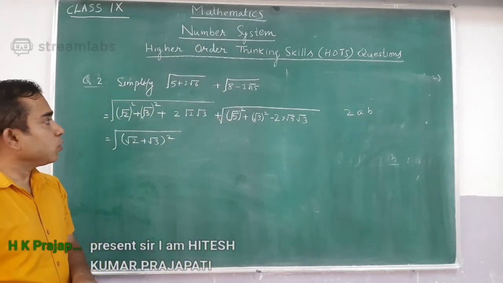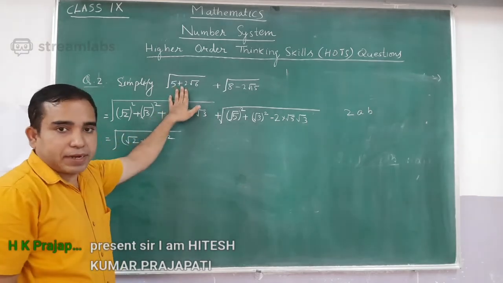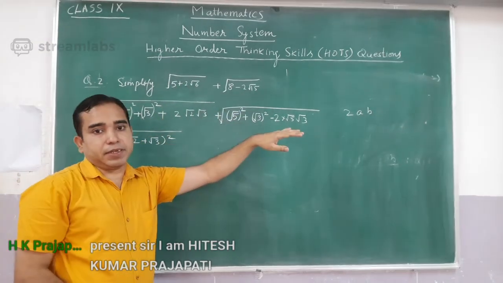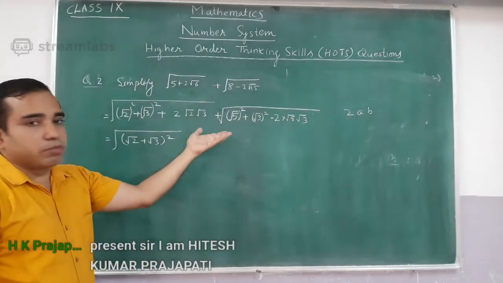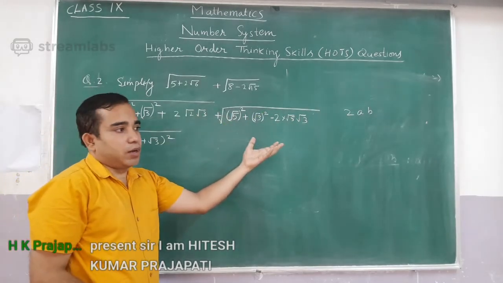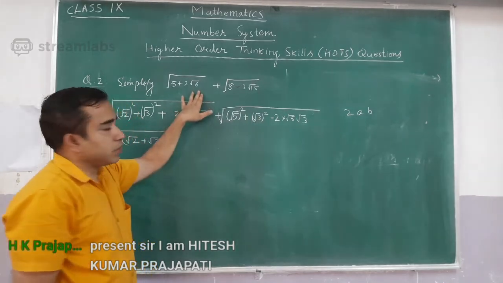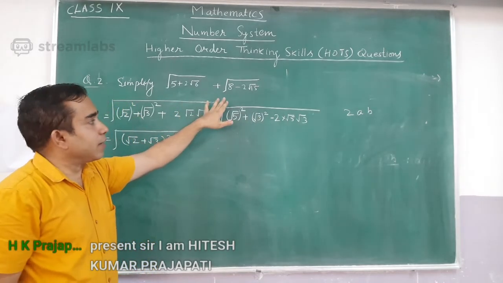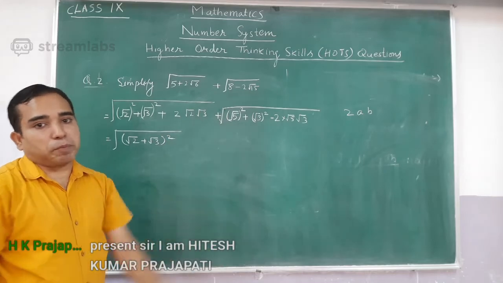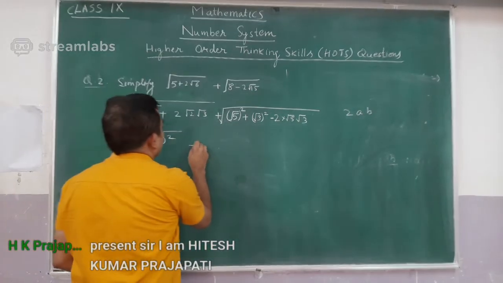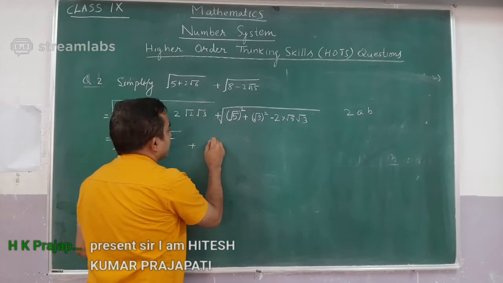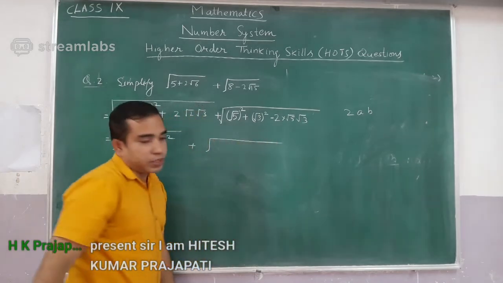Some people first simplify the first term separately and the second term separately. I feel that is better, because writing both the terms simultaneously may be confusing. So you can simplify the first term and second term separately, and then we can club them. No issue, I have written them together. Let us write this term also. Now here is one important point.